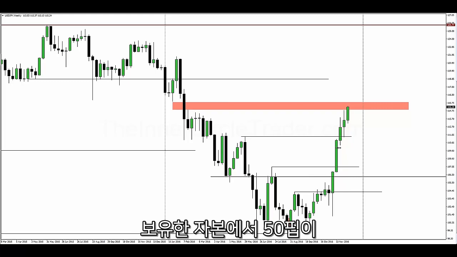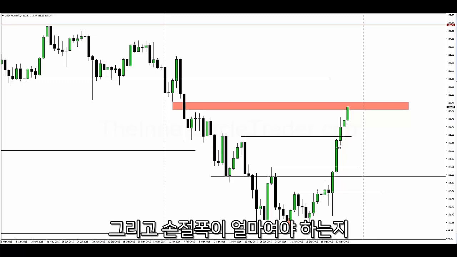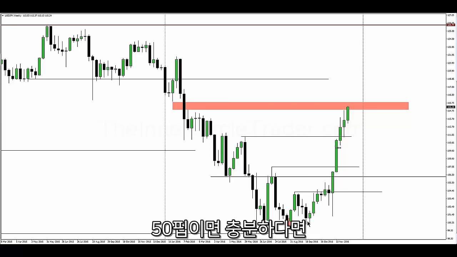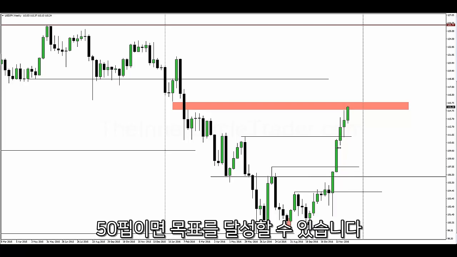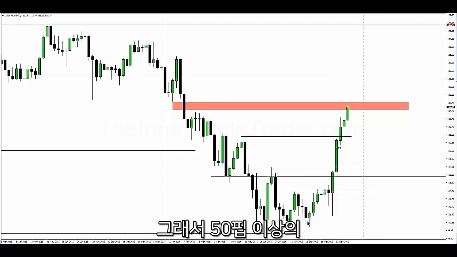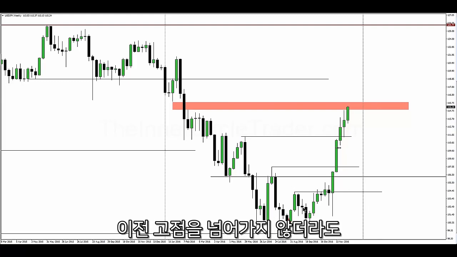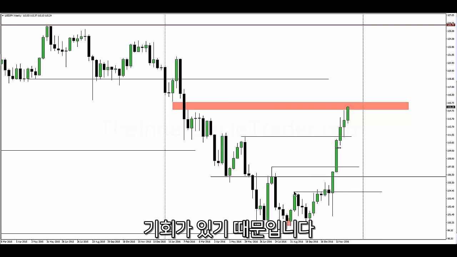And you figured out that to get 10% a month, you need to make 50 pips on whatever equity base you have. Okay, and you figure out how many pips you have to have, what your stop loss has to be, and so on. It ends up you just want to hit that number, and 50 pips will get you there. So you want to look for ranges that have 50 pips or more, preferably about 75 to 80 pips, because even if it doesn't break the range and go above this old high, it still gives you the opportunity to get that 50 pips.